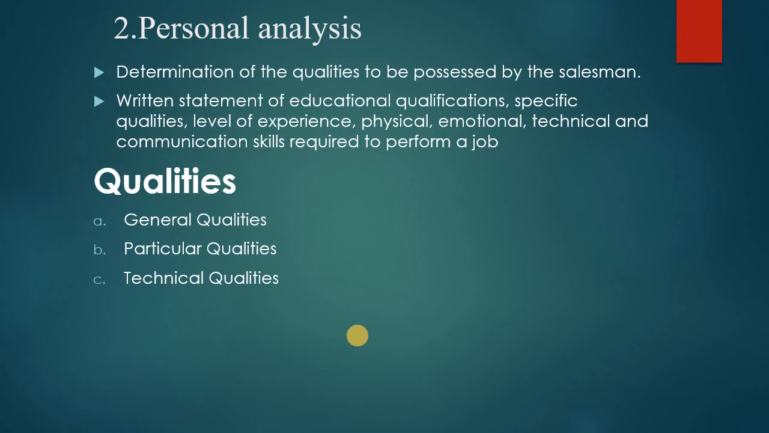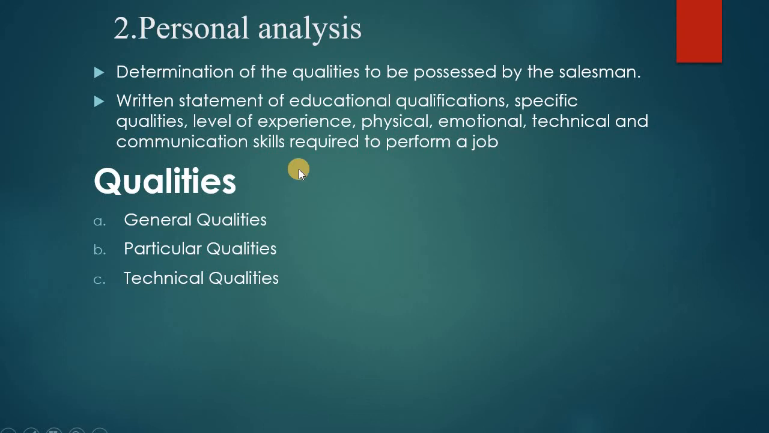Second one, personal analysis. Personal analysis is the determination of the qualities to be possessed by the salesman. You are analyzing a person here. What are the qualities that he has? Whether he has the required qualities to be a salesman. If he doesn't have them, then definitely he doesn't fit to be a salesman.